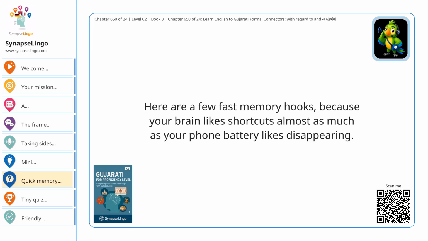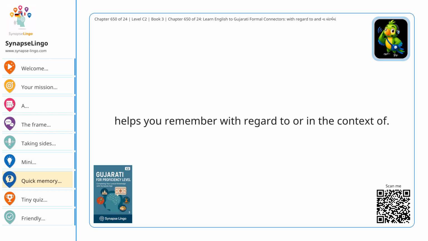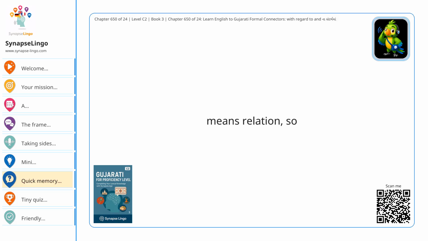Quick memory tricks. Here are a few fast memory hooks, because your brain likes shortcuts almost as much as your phone battery likes disappearing. સંદર્ભ means context, so ના સંદર્ભમાં helps you remember with regard to or in the context of. સંબંધ means relation, so ના સંબંધમાં is in relation to. માળખું means structure or framework, so ના માળખામાં is within the framework of. આધારે sounds like a base or foundation, so ના આધારે is on the basis of. દરમિયાન is your during word. પક્ષ is side, so ના પક્ષમાં is on someone's side or in favor of. ભોગે carries the idea of cost or sacrifice, so ના ભોગે means at the expense of.